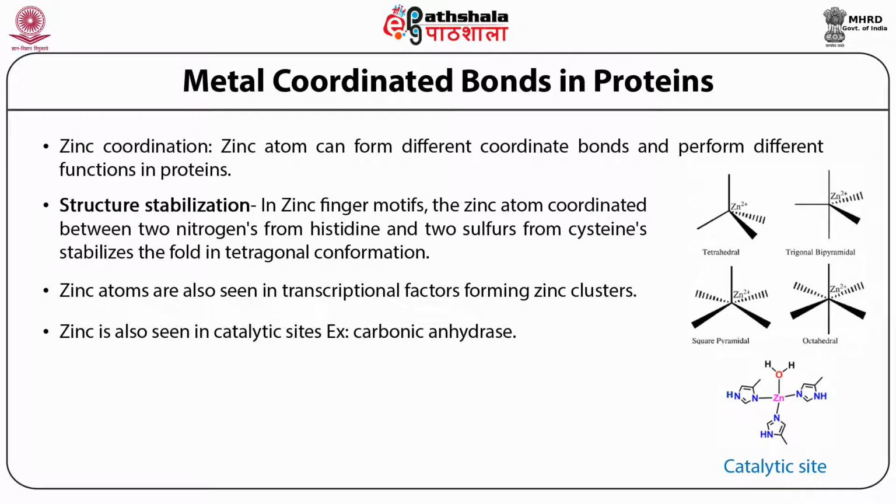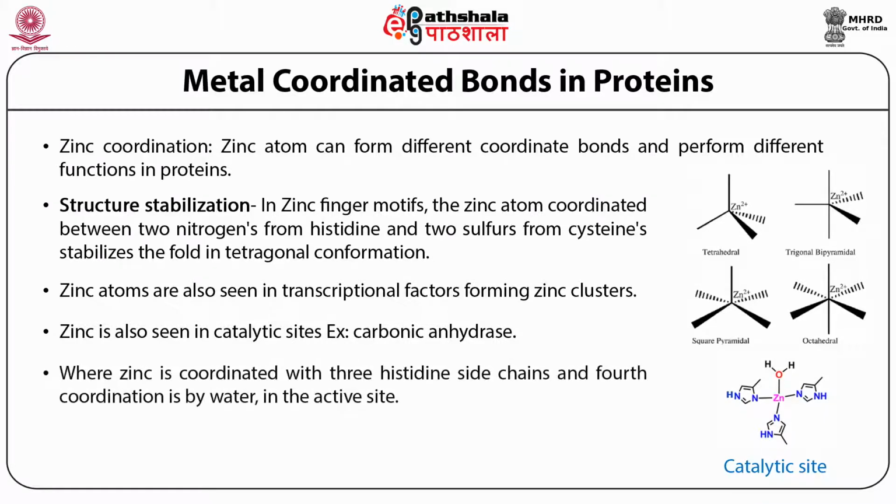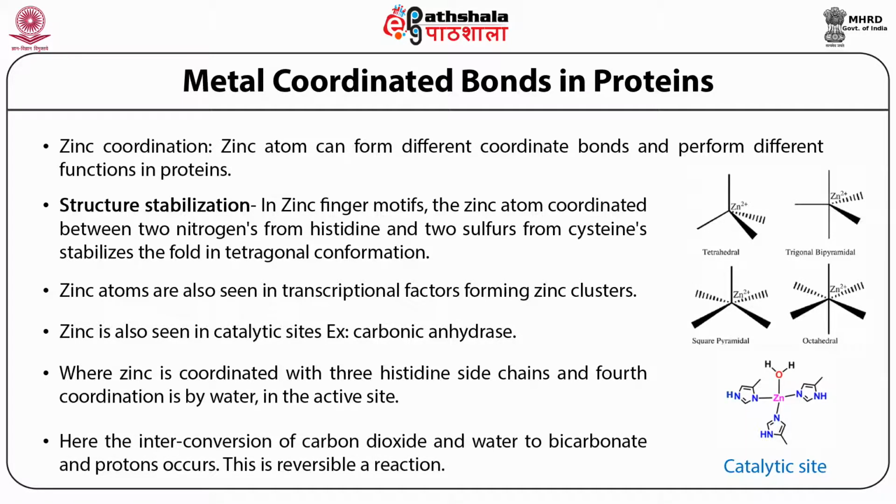An example is carbonic anhydrase, where I have shown you the catalytic site, in which zinc coordinates with three histidines and the fourth ligand is water, which is flexible. Here the water can be moved out, and that forms the active site. The interconversion of carbon dioxide and water to bicarbonate and protons occurs here, and this is a reversible reaction. That's how metals also participate in catalytic activity.